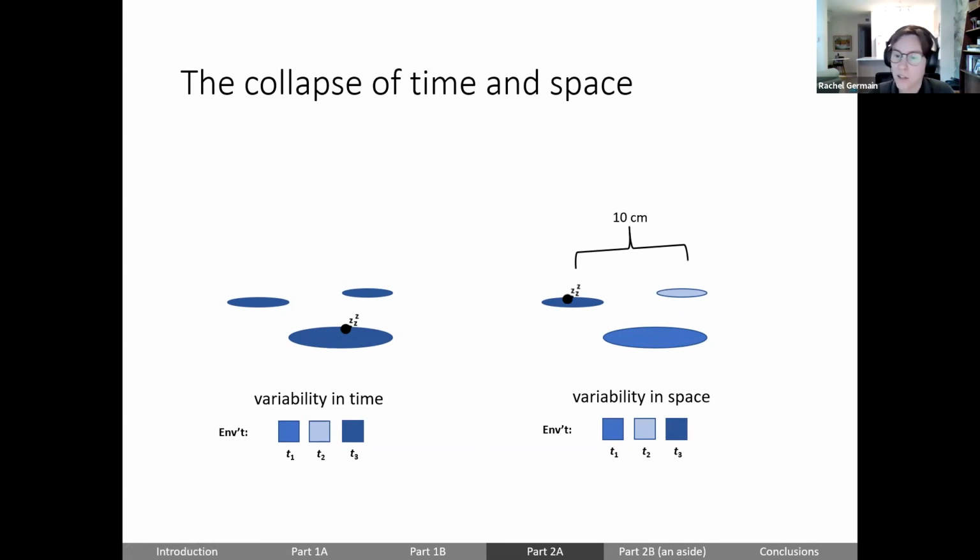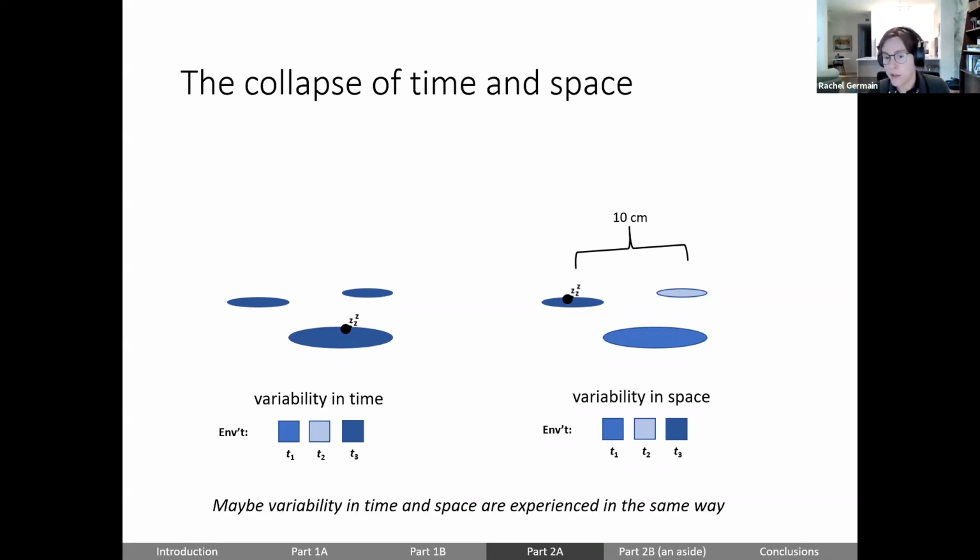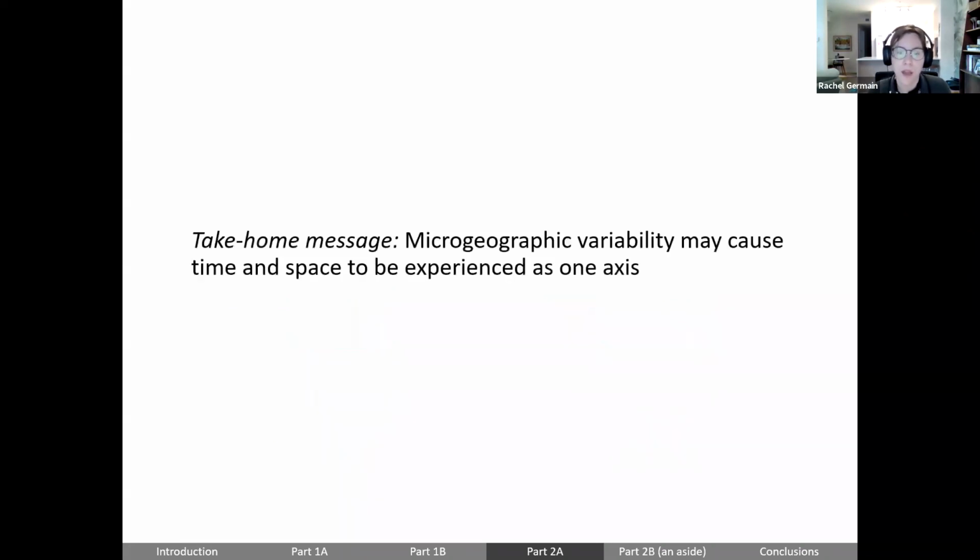And to me, this is entirely plausible because this can happen over a scale of 10 centimeters in these unproductive sites where suitable microsites are adjacent to unsuitable microsites. So maybe variability in space and time are actually experienced in the same way from the perspective of these dormant individuals. And really this microgeographic variability may cause time and space to be experienced as one axis, or kind of collapsing them.